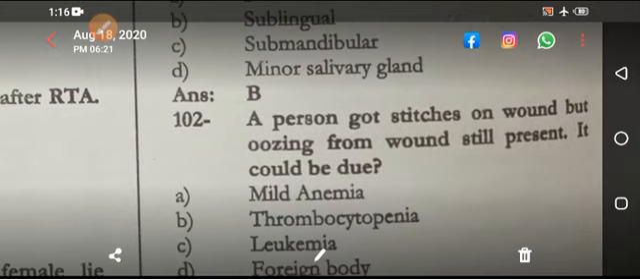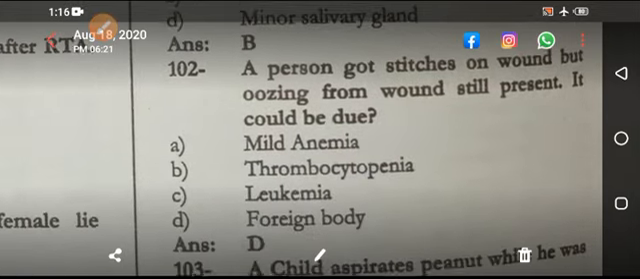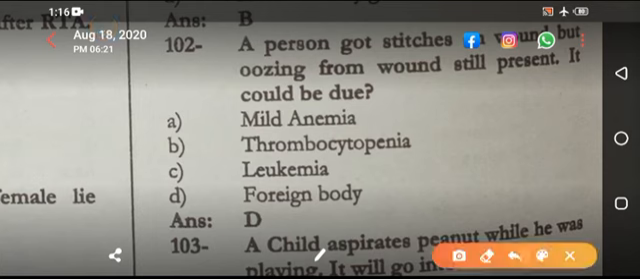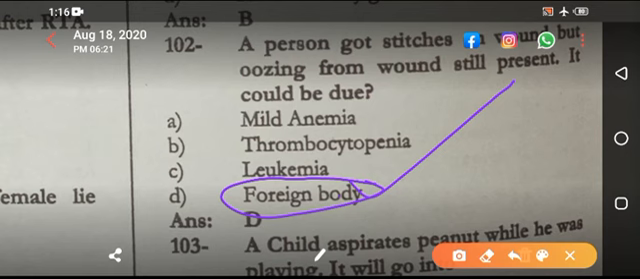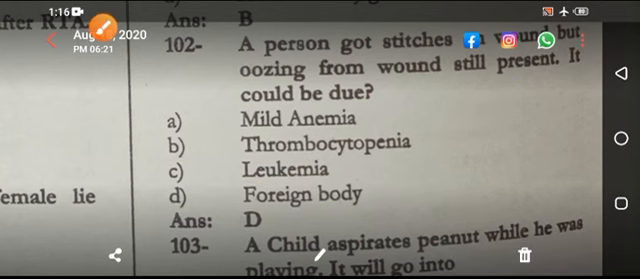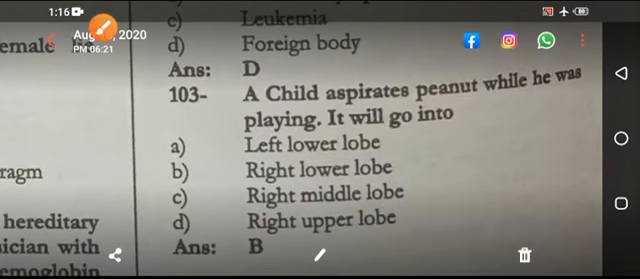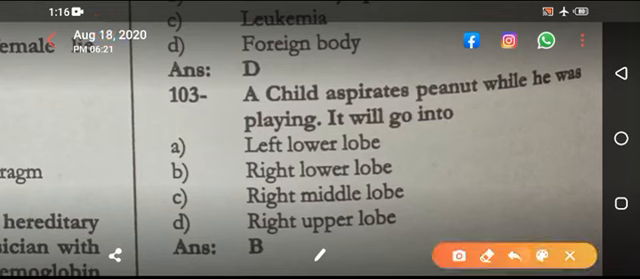A person got stitches on the wound, but oozing from the wound is still present. It could be a foreign body, a source of infection. Child aspirates peanut while he was playing. It will go into the right main bronchus. If there is not an option, then it will go to the right lower lobe.